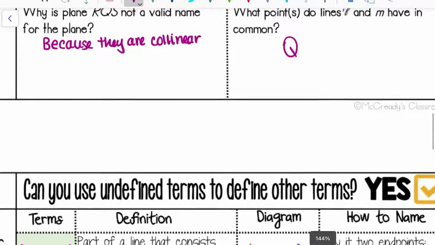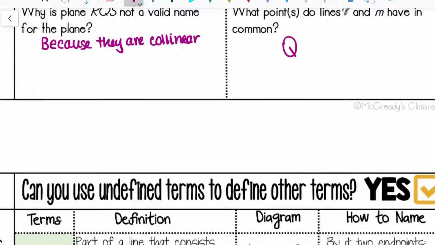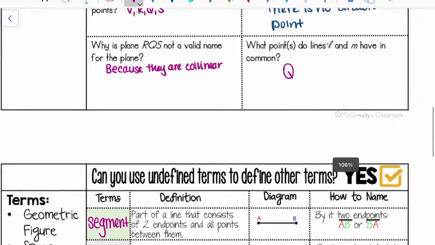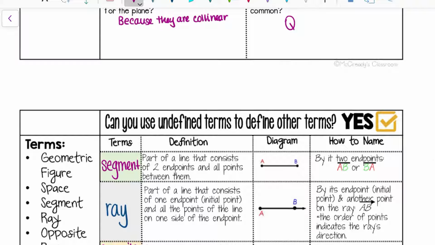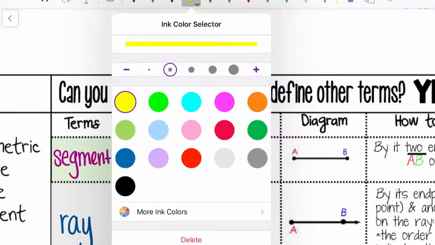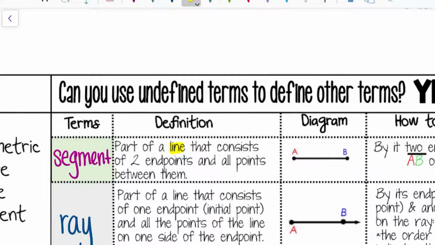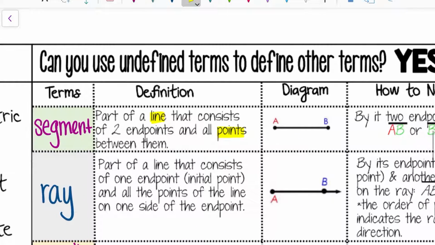Can you use undefined terms to define other terms? And the answer is yes, you can, which is what we were doing up there with collinear and coplanar. Okay, so let's do that now. A part of a line that consists of 2 endpoints and all points between them is called a segment. So here we have the words line and points. So we use those undefined terms to define segment.